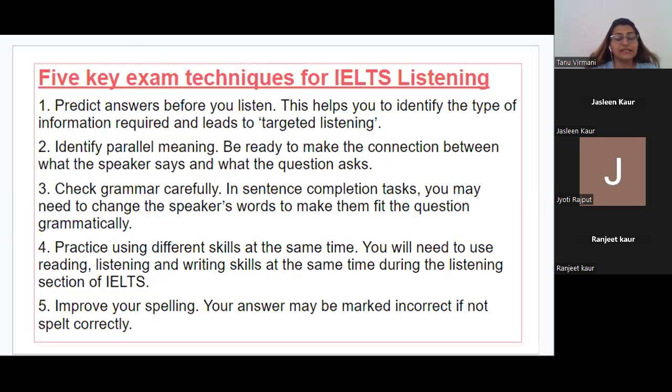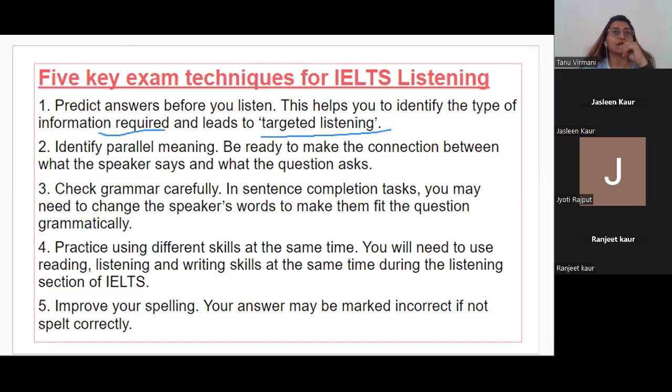Now, some of the techniques for your IELTS listening module: predict answers before you listen. Now, how to predict the answer? Once you start reading your questions, you have to check what the answer can be. Try to guess it before listening to the audio, because this will help you identify the type of information required and leads to targeted listening.